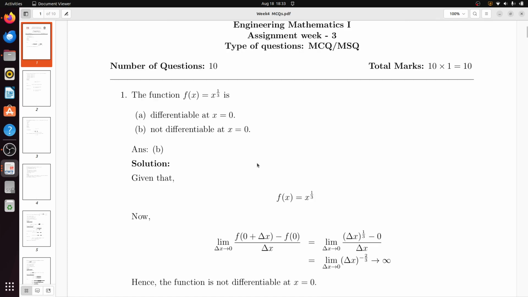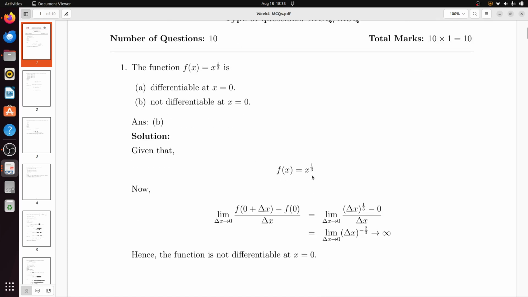So what is the definition of derivative in the limiting case? f(x) equal to x to the power 1 by 3. Now limit delta x tends to 0, f of 0 plus delta x minus f(0) divided by delta x. So this is actually the definition of derivative in the limiting sense. So what does it say? It says the increment, because we have to check the differentiability at the point x equals 0. So what we have done here, we have taken f of 0 plus delta x.